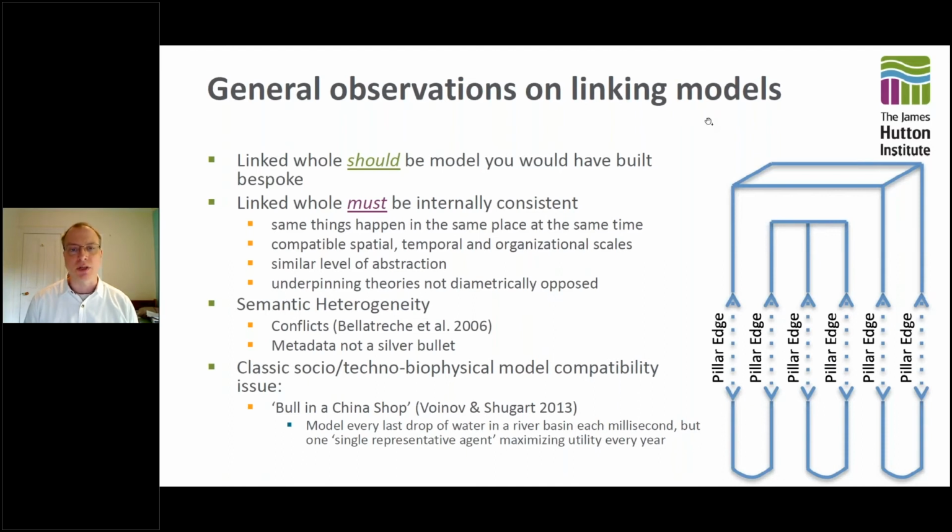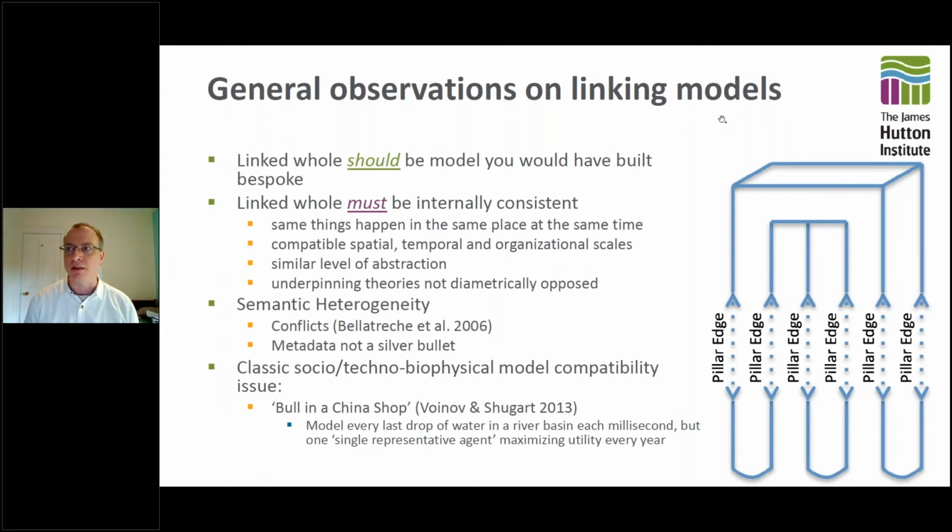And models have so many components and parts and ideas that drive them. And there are various ways in which that cannot be the case. The most obvious one is that the same things must happen at the same place in the same time. So you mustn't have contradictory events going on in the model. Ideally, it's not actually necessary, but if it's not the case, then a lot of work is needed. You need to have compatible spatial, temporal, and organizational scales. You also need a similar level of abstraction.